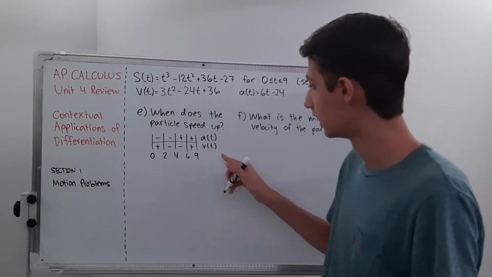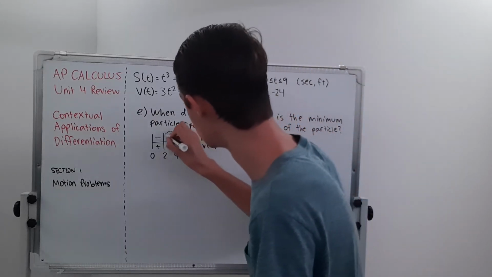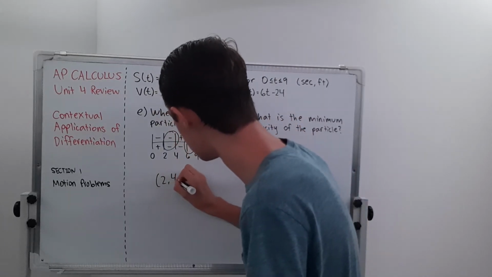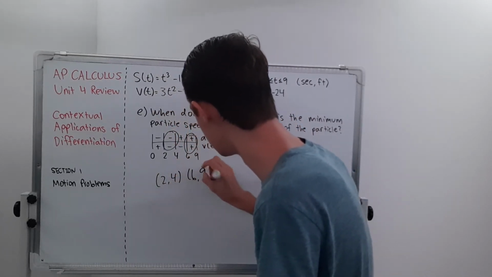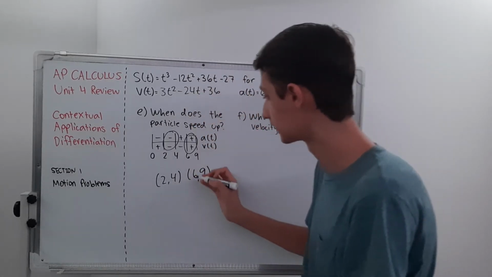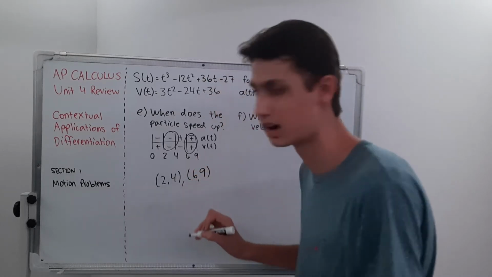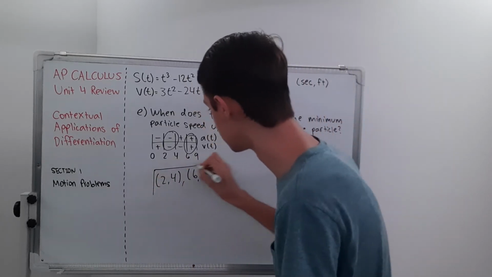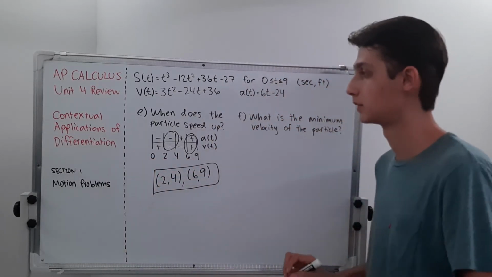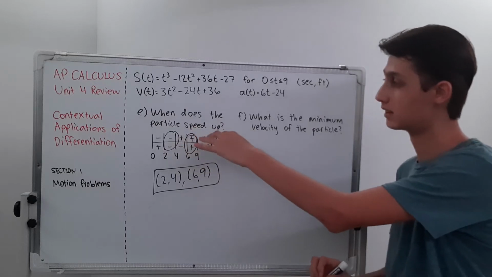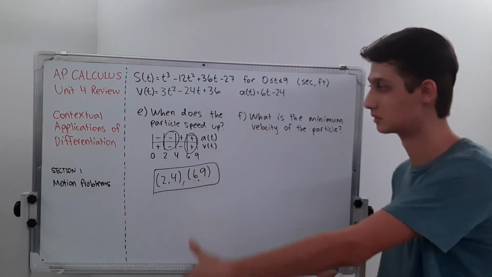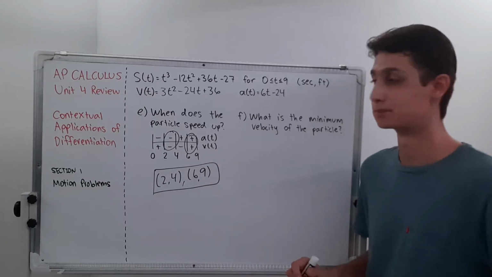So speeding up, this is pretty easy. That is between 2 and 4, and then 6 and 9. So 2, 4, and then 6, 9. You can put a union symbol, like a U, or just a comma. That's all you need. And then slowing down would be between 0 and 2, and then 4 and 6. I will definitely make a video about why this is true. It's based on how speed is the absolute value of velocity, taking the derivative of that, and then anyway.